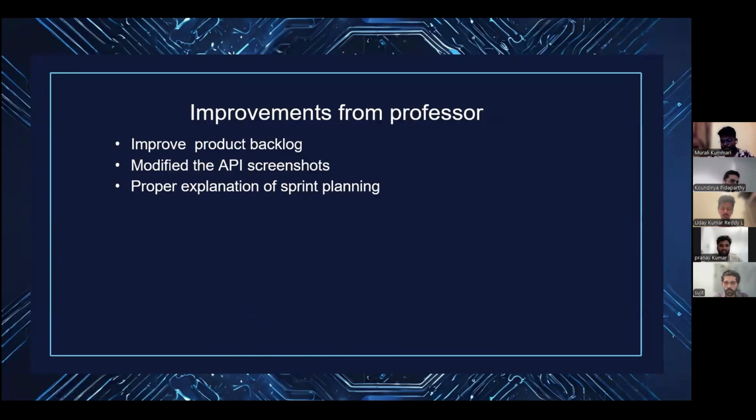So, coming to the improvements, we got feedback from the professor. Based on the feedback, we improved the product backlog. We also modified the API screenshot to include the descriptive part for the APIs. And we also had sprint planning with a proper explanation.